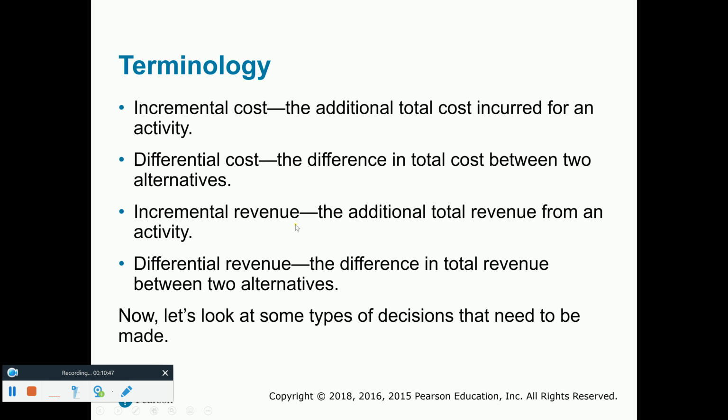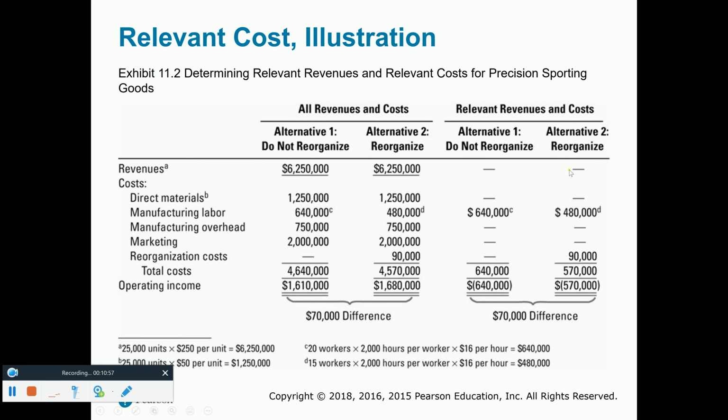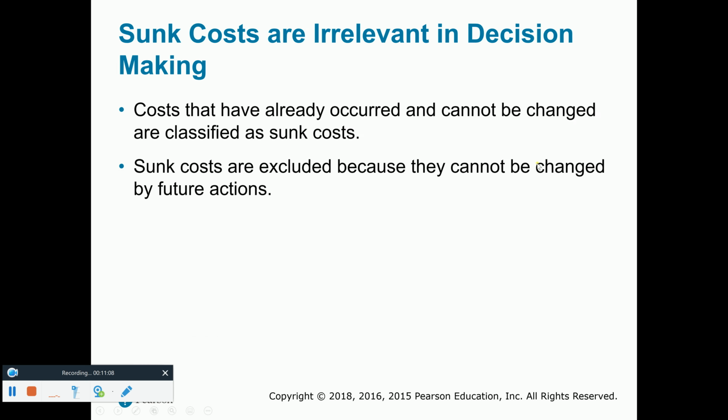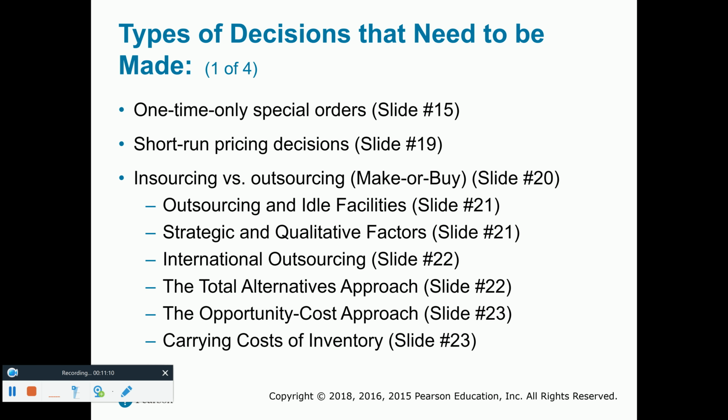The incremental revenue would be the additional revenue for one more activity. And the differential revenue is the difference in the total revenue between the two alternatives. In our simple example, the differential revenue was 0 because the revenue streams were exactly the same among our alternatives. But if there was a difference, that would be considered the differential revenue. Okay, you can see on the next slides, these are examples.